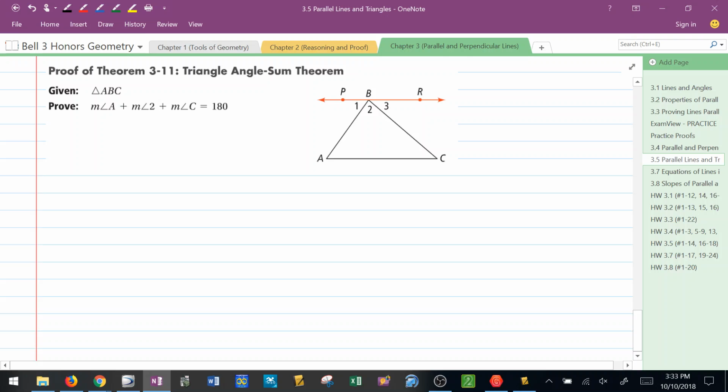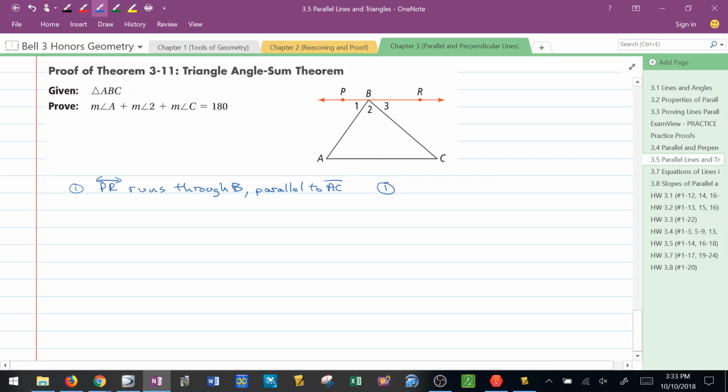Okay? So the first statement that I want to make is that line PR exists. All right? So line PR runs through B and is parallel to AC.